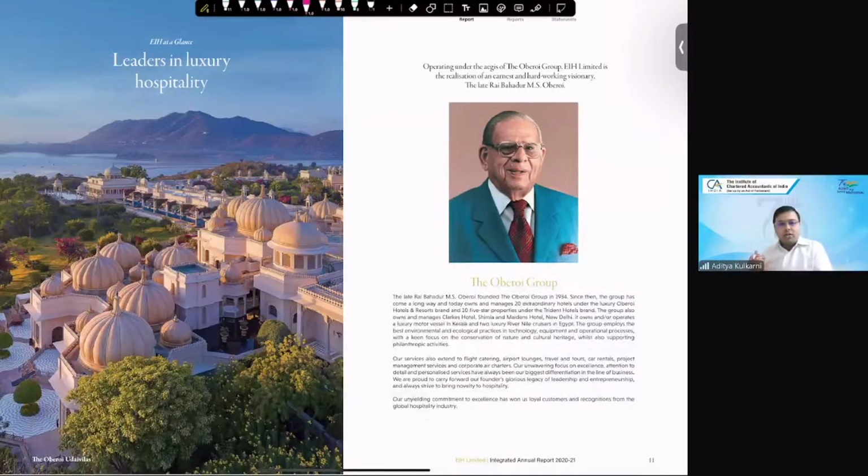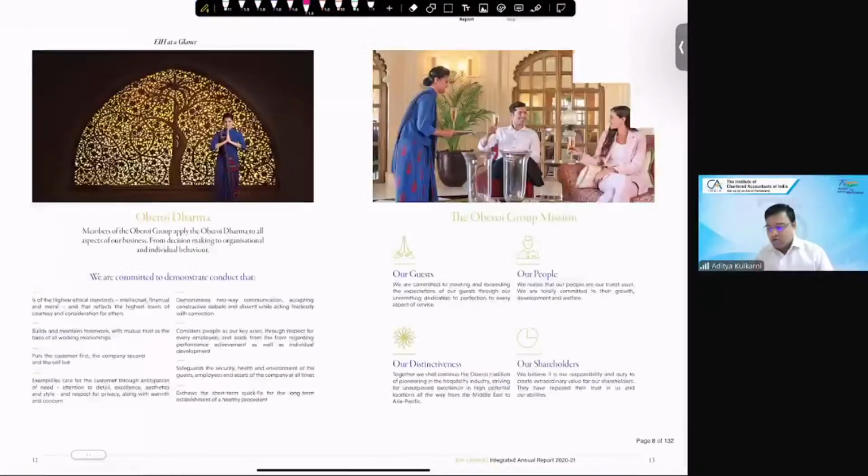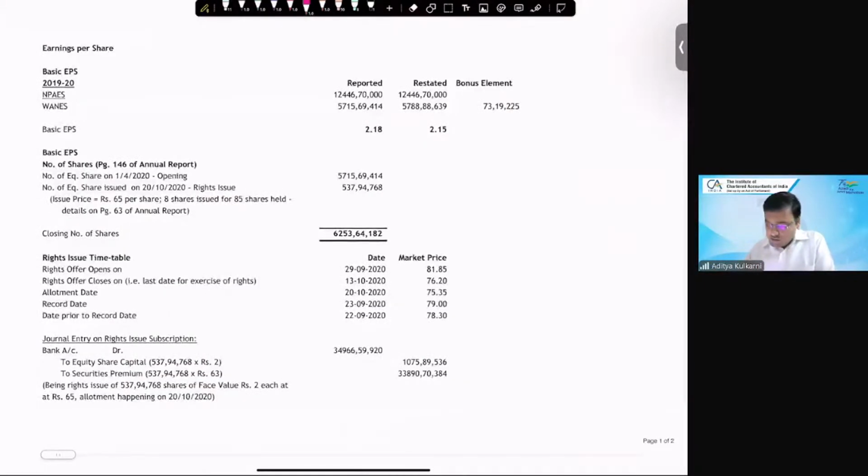So they are into the hospitality sector. So they had come out with the rights issue in 2019-20. Okay. So we will look at the factors from there.